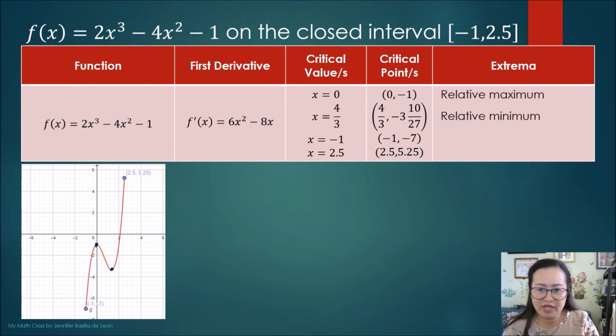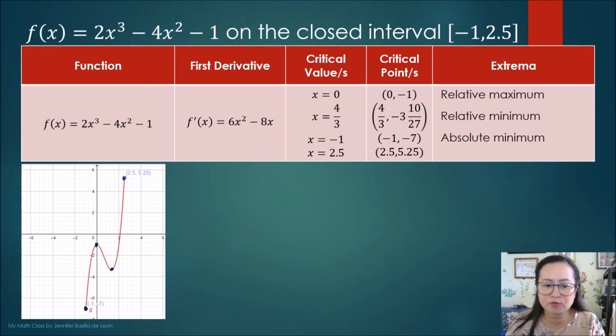And then we have the endpoints. At -1, -7, we can see that this point is the lowest point on the graph, so we can say that this is the absolute minimum. And on the other hand, 2.5, 5.25 is the highest point, so we can say that this is the absolute maximum.